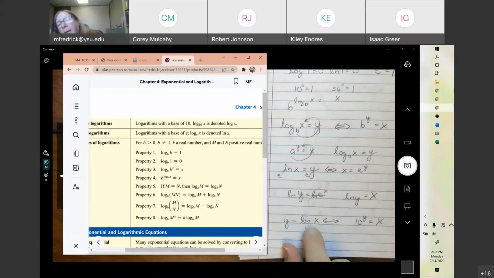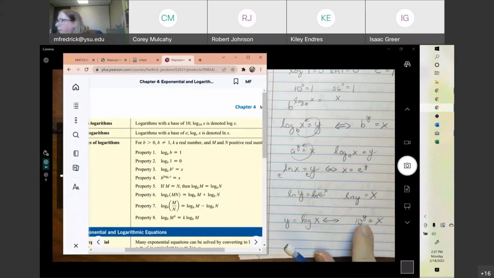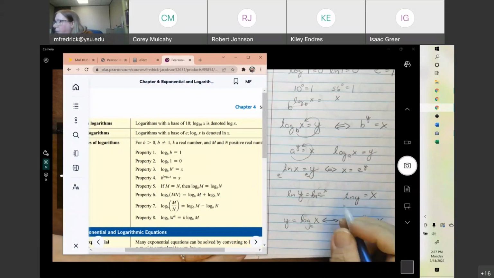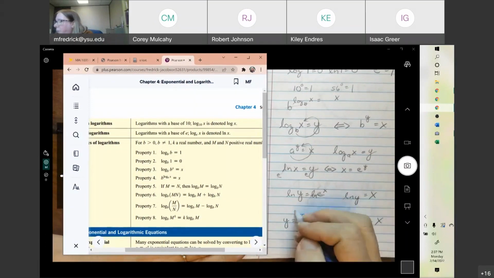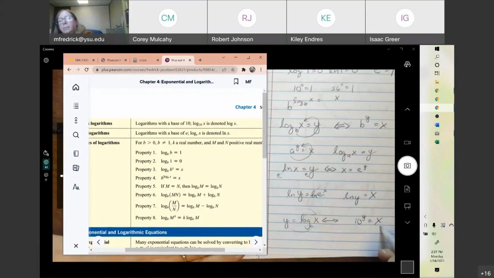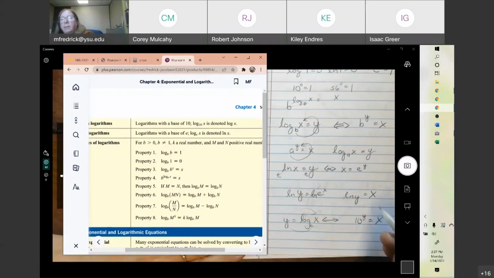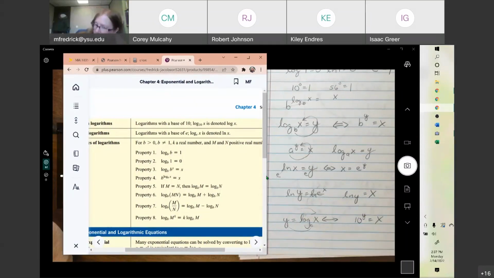So if we had y equals the log of x, when there's no base, it's a 10. And then if we loop around, 10 to the y equals x. If we graph these, you can see how they're inverses of each other.